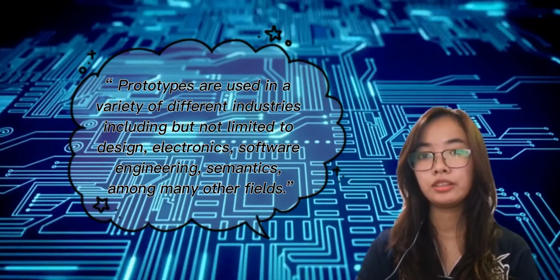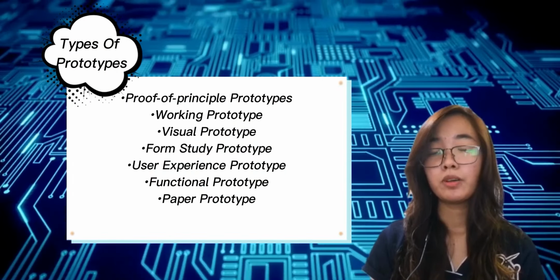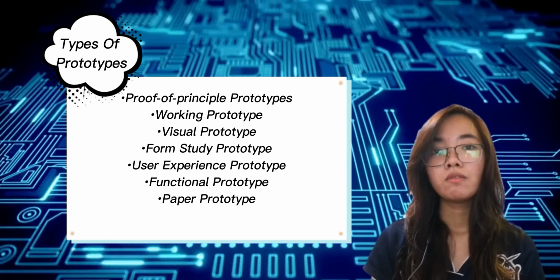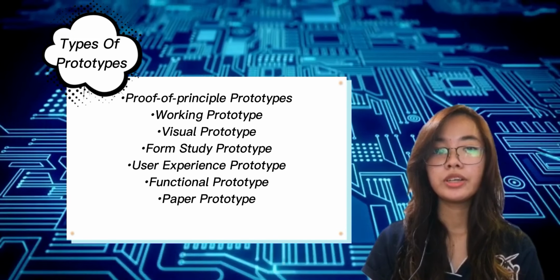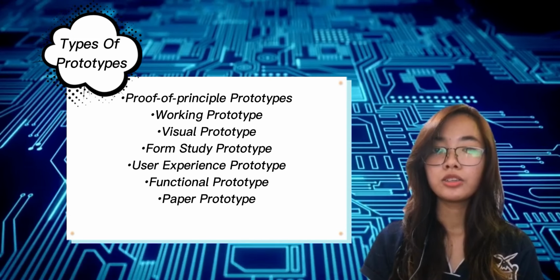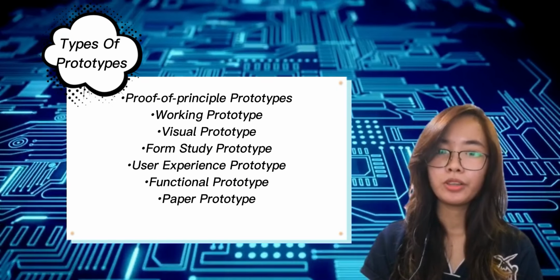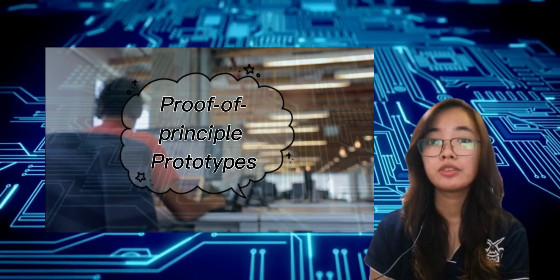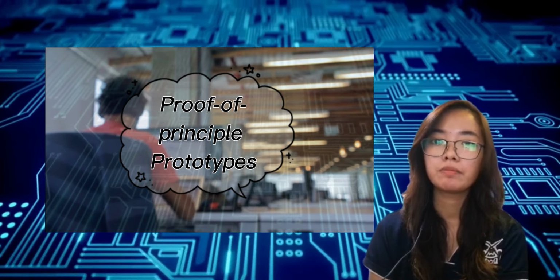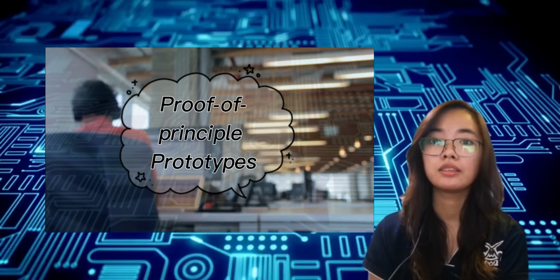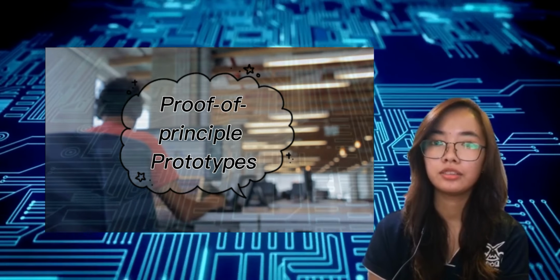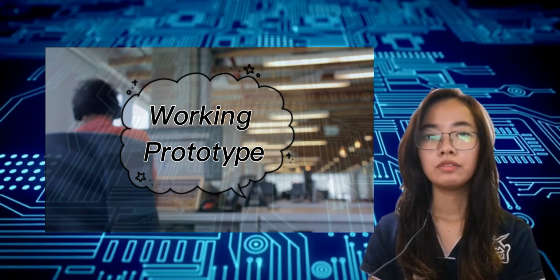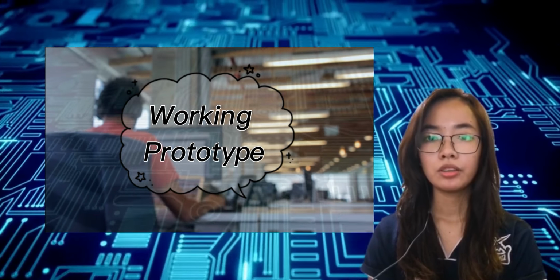Types of prototypes: proof of principle prototypes, working prototypes, visual prototypes, form study prototypes, user experience prototypes, functional prototypes, and paper prototypes. A proof of principle prototype serves to verify some important concept of the design but doesn't represent an expected final product. A working prototype represents practically all of the functionality of the end product.